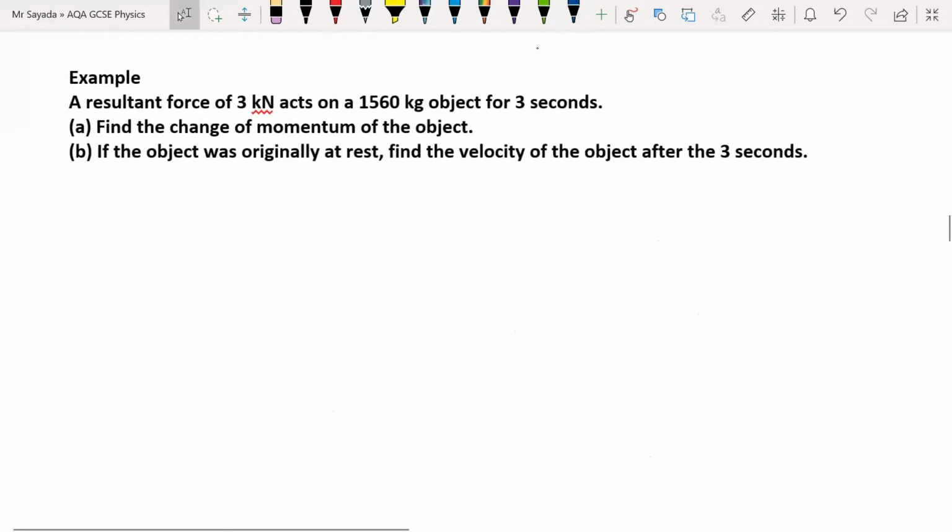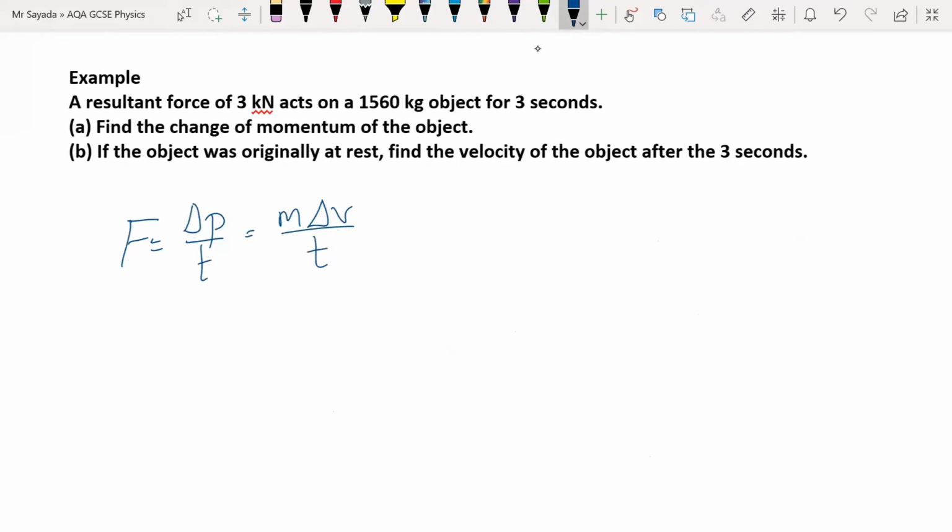So using the equation, force equals change in momentum over time, which can also be written as mass times change in velocity over time, pause the video and try this question. Press play once you've done it. You should have now tried this question, so let's go through it together.